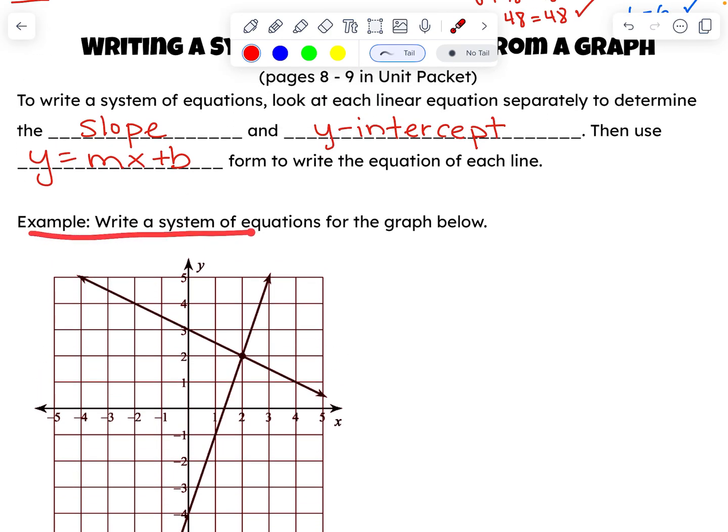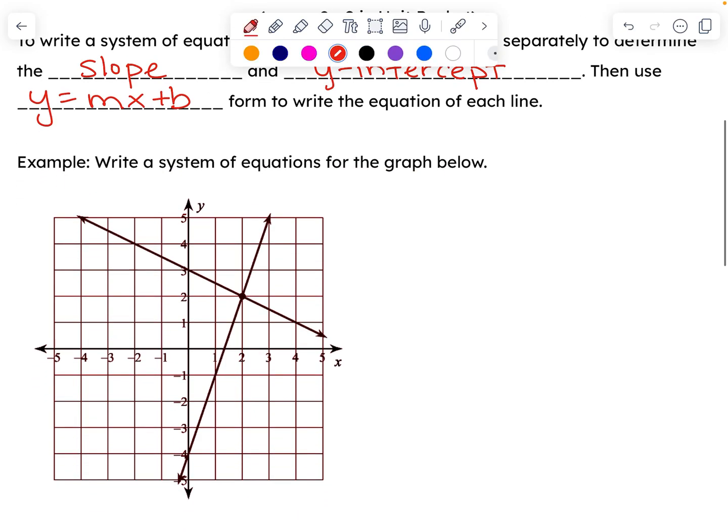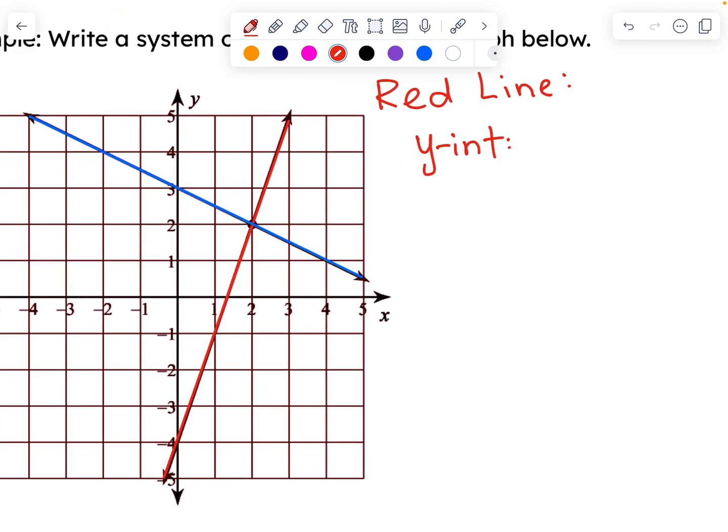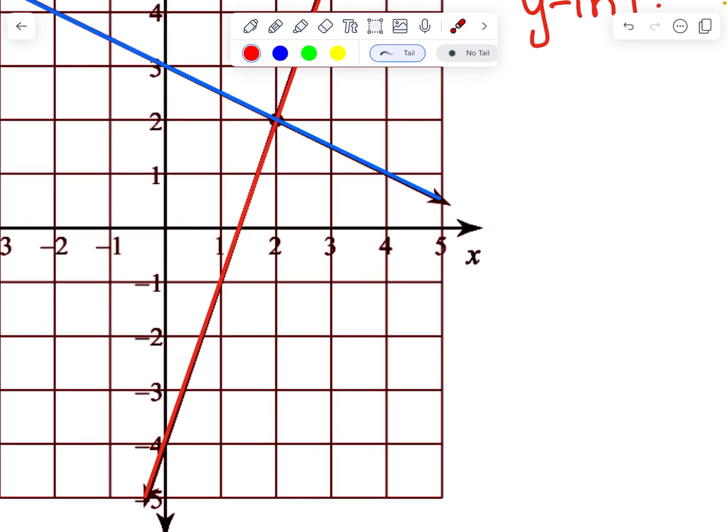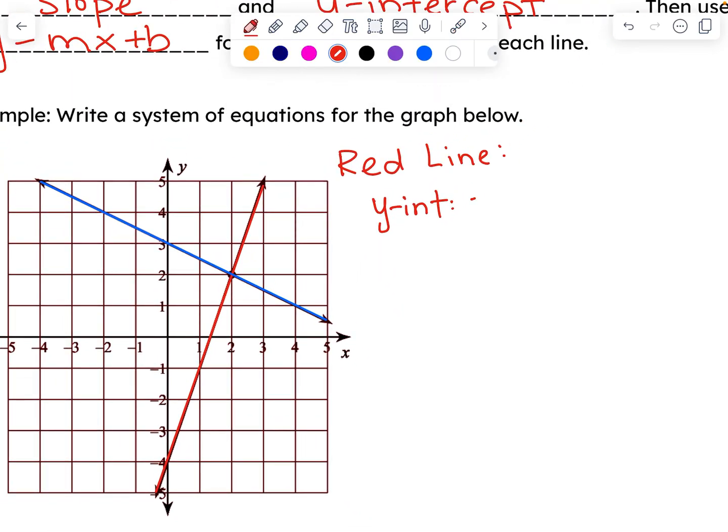This problem says, write a system of equations from the graph below. First of all, I'm going to make this line red and this line blue, just so we can keep track of what we're doing. So let's start with the red line. What's my y-intercept? What's my b? Well, the place that the line crosses the y-axis is right here at -4. See that? So I've got a y-intercept of -4.